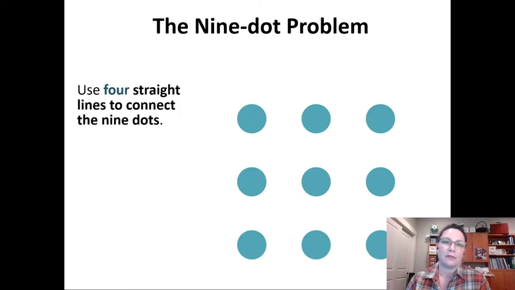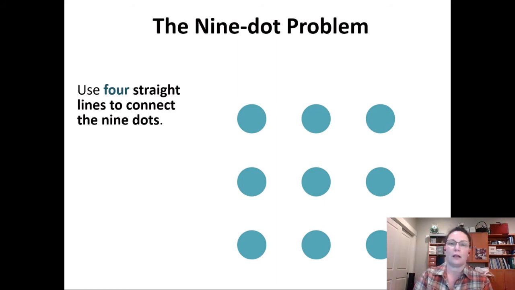This is another example of fixation. This is called the 9-dot problem, again, for obvious reasons. We're assigned to use 4 straight lines to connect the 9 dots. And the rules are you can't pick up your pencil, you can't backtrack over a line that you've already drawn. So you only get 4 straight lines, and you need to connect the 9 dots.